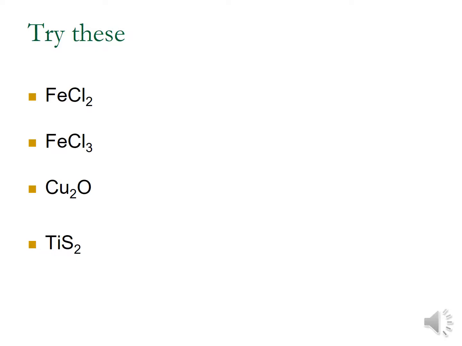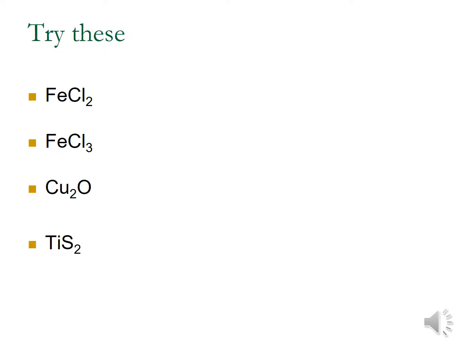Let's try these. We have Fe, iron. Iron's a transition metal, so it can have a variable charge. We have Cl -1. Remember, chlorine needs 1 more electron to get an octet, so it's -1. There are 2 -1s, so Fe must be +2. Iron(II) chloride. Iron, Roman numeral 2 in parentheses, chloride. FeCl3 should be iron(III) chloride. 3 -1s, Fe must be +3.